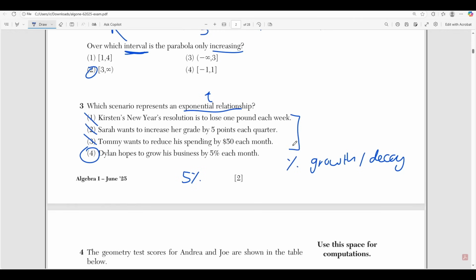Each time, or each unit of time, all of these people are changing by the same amount. Tommy is changing by the same $50 each month. Sarah is changing by the same 5 points each quarter. Kristen, her weight is changing by 1 pound every week, right? The amount that they change by will never be different. But choice 4, because it's a percent growth and decay, the amount that Dylan grows his business is increasing by a different amount every single month because it's exponential. So understand that shortcut.